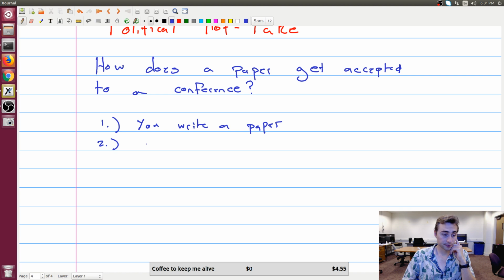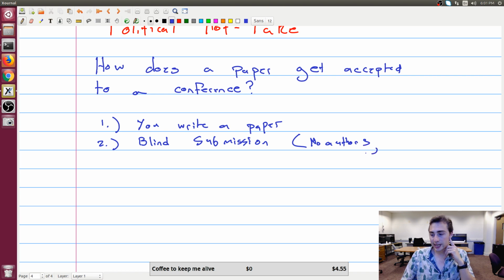Step 2 is a blind submission, meaning that there are no authors attached to the paper, and you're supposed to remove anything that might hint at what institution it's affiliated with. Like instead of saying we use our proprietary NVIDIA architecture simulator, you say we use an in-house simulator, right? So there's no authors, and there's no reviewer information. You don't know who it's getting reviewed by.